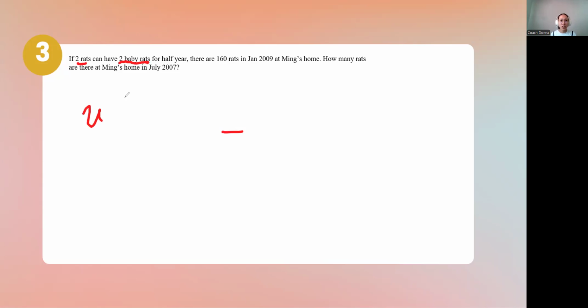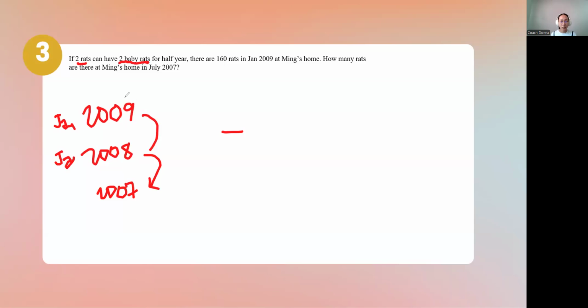Remember 2009. Let's go back to 2008 and then let's go back to 2007. If it's January 2008, that's 1 year. But if you go back to July 2007, that's just half a year.